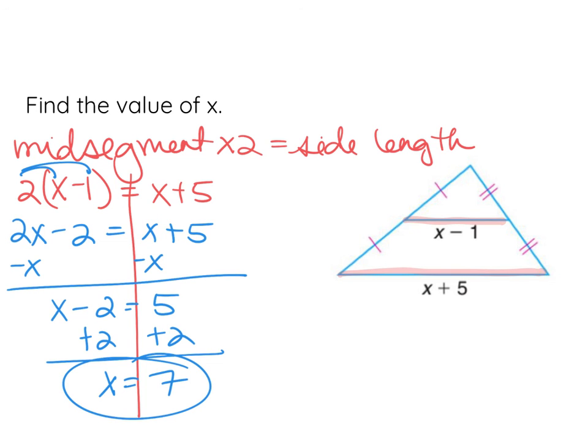Again, always a good idea to double check our work. So x minus 1, that would give me 6 here, and x plus 5, that would give me 12 here, and that's perfect because that's the relationship we want to have.